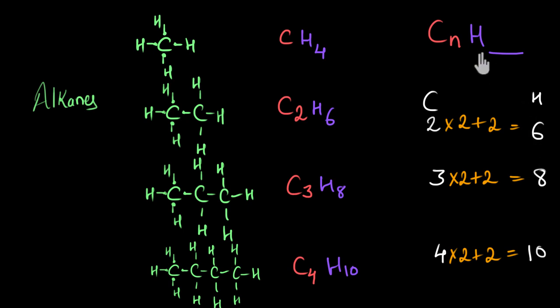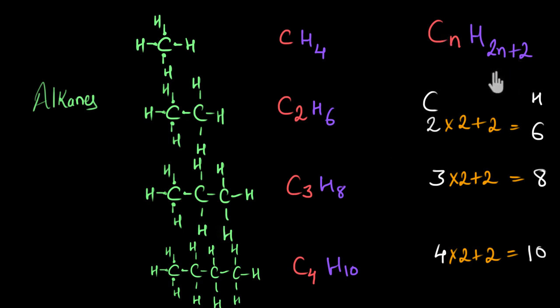So over here our general formula is going to be: if the number of carbon atoms is n, then I'm going to multiply this by 2 first, so that will give me 2n, and then I'm going to add 2 to it. This will be the number of hydrogen atoms present. So this is the general molecular formula for the alkane family. All the alkanes will have carbon and hydrogen according to this ratio only.